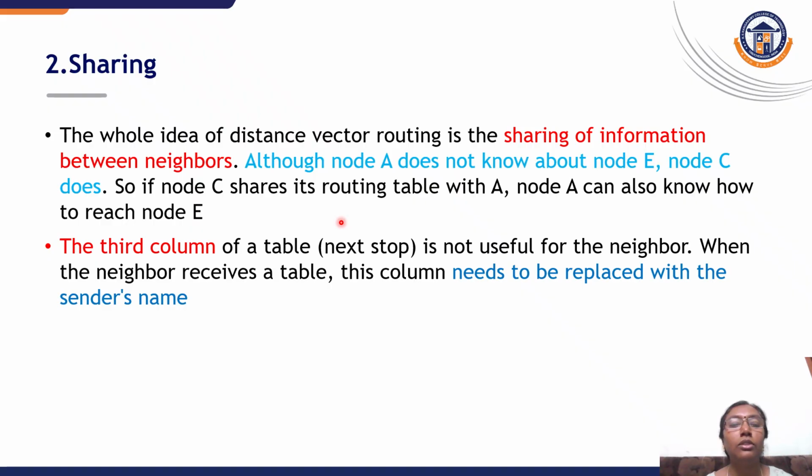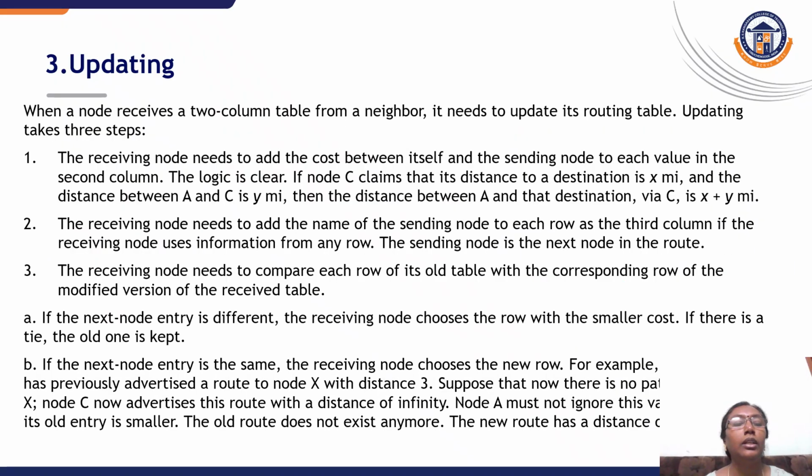So node C shares its information about E to A. The third column of the table will be updated by means of the sender name. The third step in distance vector routing is updating. When a node receives a two-column table from a neighbor, it needs to update its routing table. Updating will be following three steps.